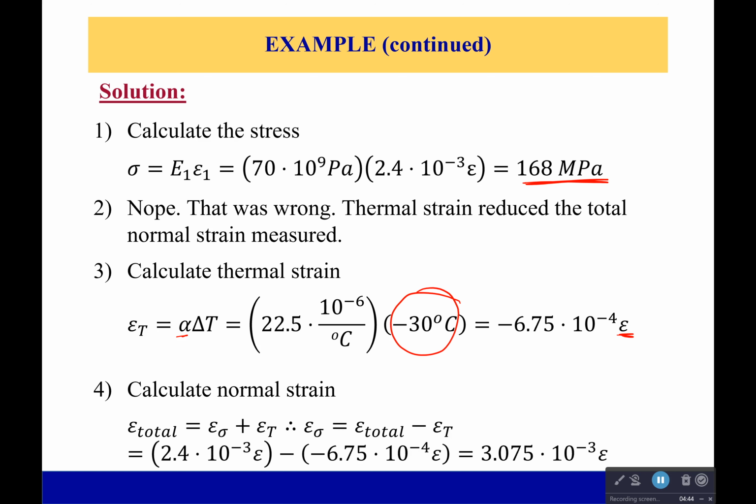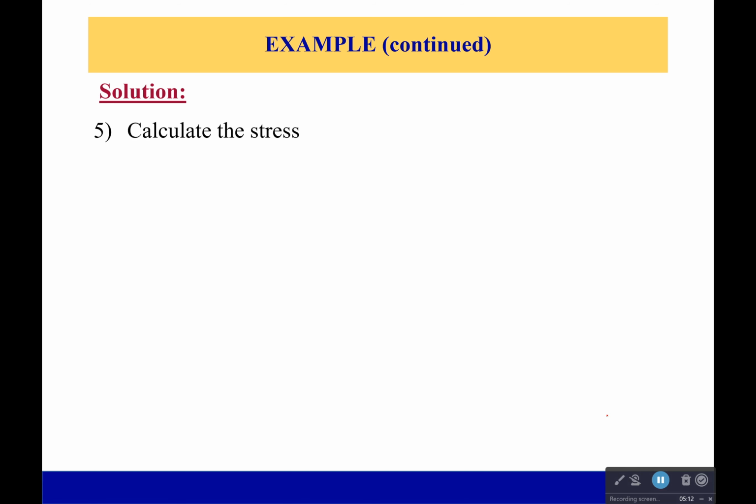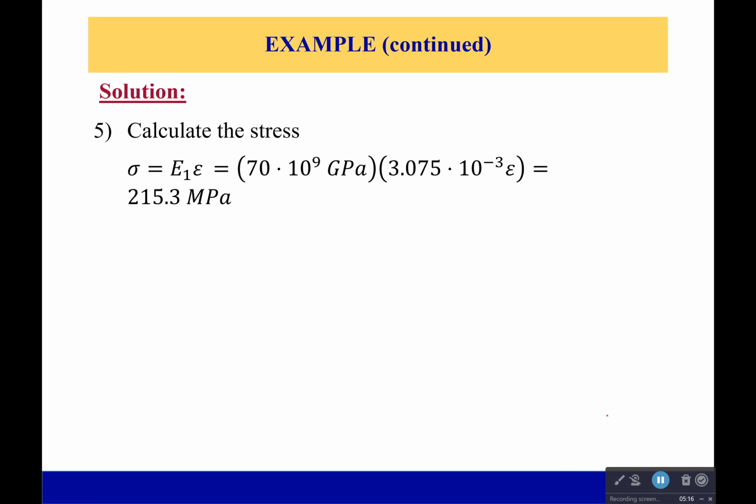So now we're going to calculate the normal strain. So the 2.4 times 10 to the -3 strains we saw before, or 2400 microstrains we saw before, that would be the total strain. So we subtract off our thermal strain. What we'll get is 3,075 microstrains, or 3.075 times 10 to the negative third strains. Now with that, we can calculate the stress that did that. So stress is equal to our strain times our modulus elasticity. So 70 times 10 to the 9th, or 70 gigapascals, multiplied by our normal strain. It's going to be 215.3 megapascals.